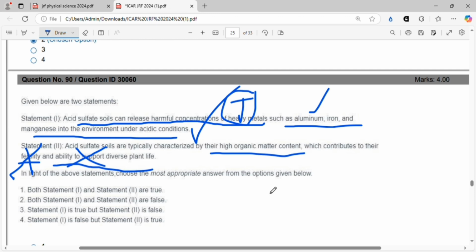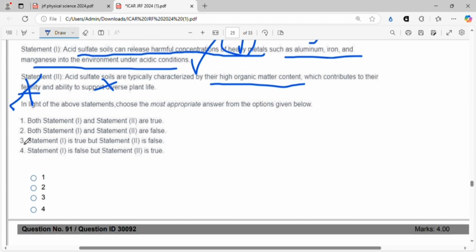This organic matter is locked in the acid sulfate soil in reduced condition, in submerged condition, and it is not available to the plants. So this soil is not fertile, and the ability to support diverse plant life is also totally wrong. Acid sulfate soils can never support diverse plant life. They can only support a very narrow range of plant life. Say rice, they can support under submerged conditions. But a wide diversity of plant life, that is totally wrong. So statement 1 is true, but statement 2 is absolutely false. So option 3 will be the correct answer.